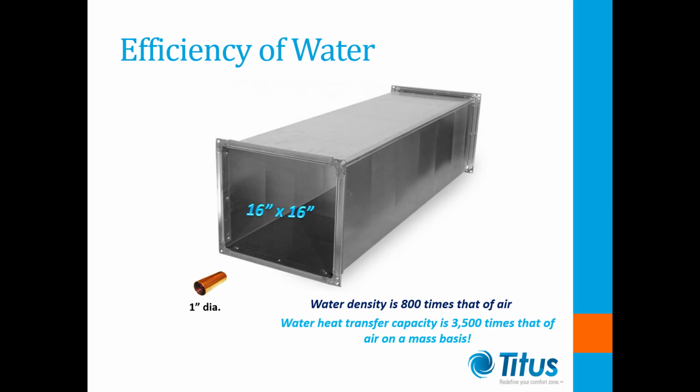This results in a more compact distribution system, as the same amount of cooling energy can be carried through a 1-inch diameter water pipe as a 16-inch by 16-inch air duct. This compactness and the fact that water is incompressible means that much less energy is required to transport heat energy around the building versus air.